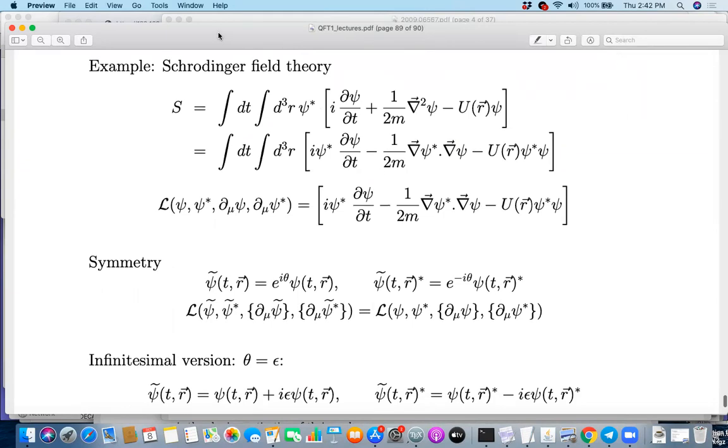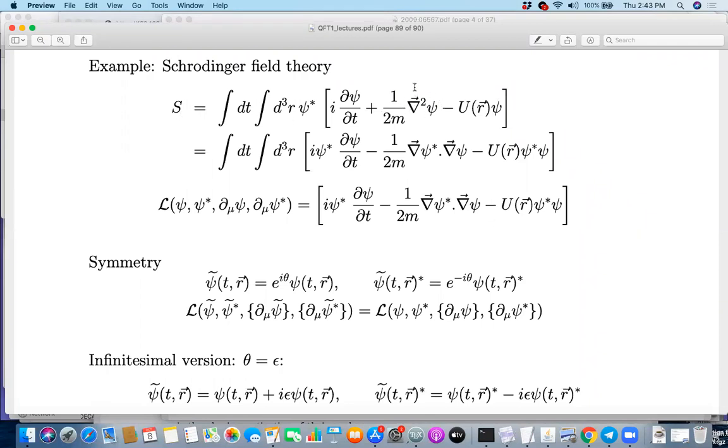The example that we'll be considering is the Schrodinger field theory, where we had written down the action, if you recall, as the integral dt d^3x of psi star times i del psi del t, and I had written as minus H hat psi. But now I have explicitly written down the expression for H hat, which has a minus 1 over 2m times gradient squared. The minus sign has combined with the minus in H hat to give you plus, and then there's a minus potential times psi. So this is the action.